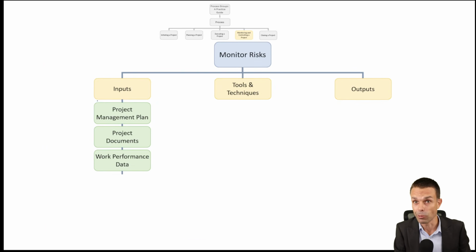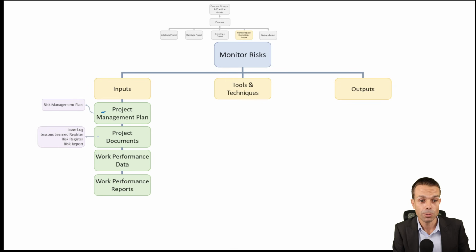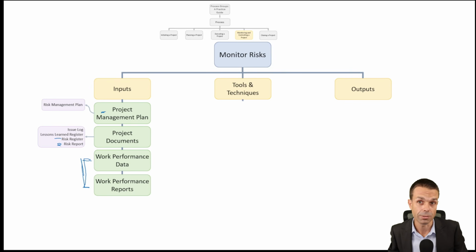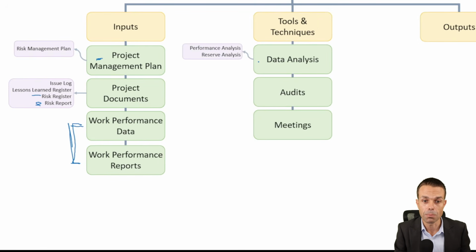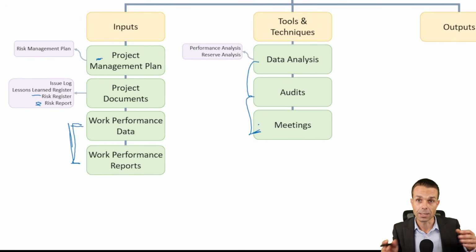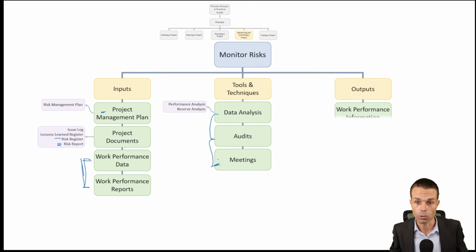The inputs will be our risk management plan, so our project management plan, project documents for any risk registers or risk reports, work performance data for how we're traveling, and work performance reports for previous reports that we've sent out to our stakeholders. Data analysis, audits, and meetings are all ways that we can monitor those risks and make sure that they are kept under control.